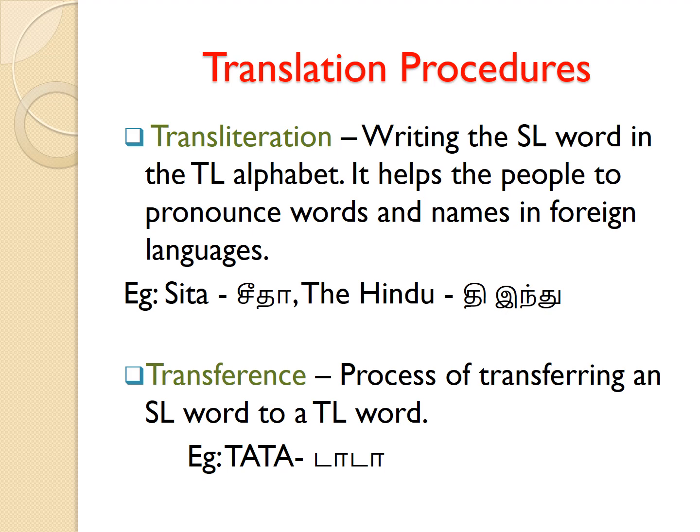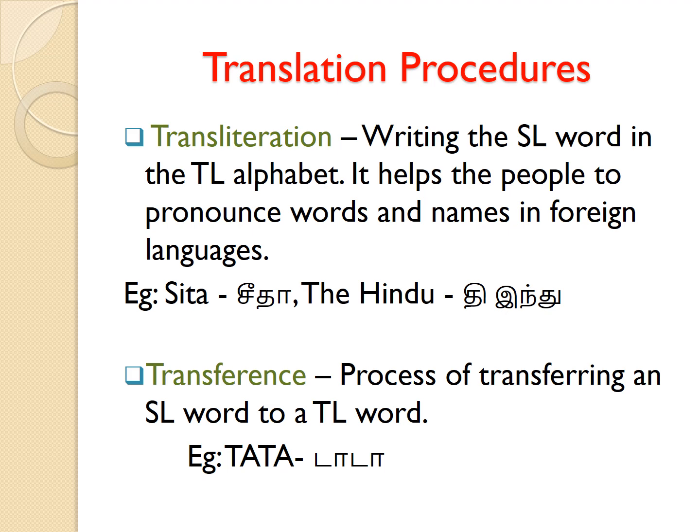The next procedure is transliteration. It is writing the source language word in the target language alphabet because it helps people to pronounce words and names in foreign languages very easily. Here we have the examples Sita and The Hindu. So basic proper nouns can be translated into another language by using this methodology of transliteration. Here we have Sita, which is very easy to translate. And The Hindu, the newspaper name, Indian Express, can be translated into Tamil as The Hindu.